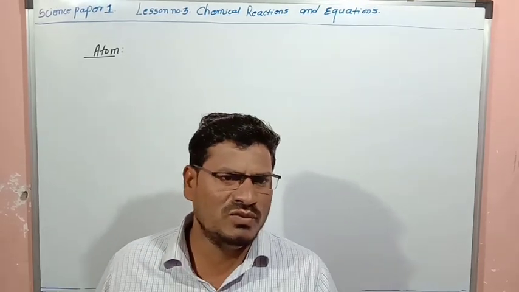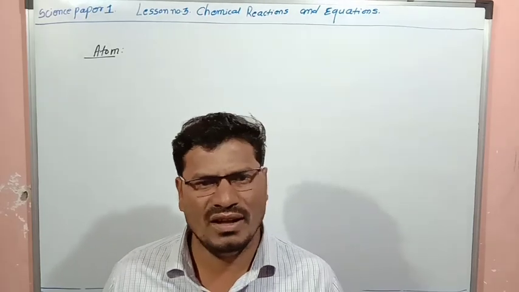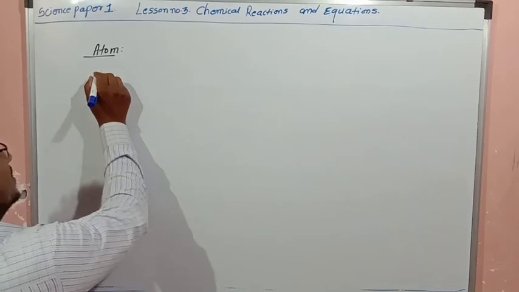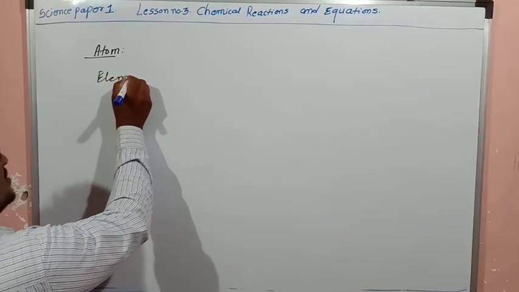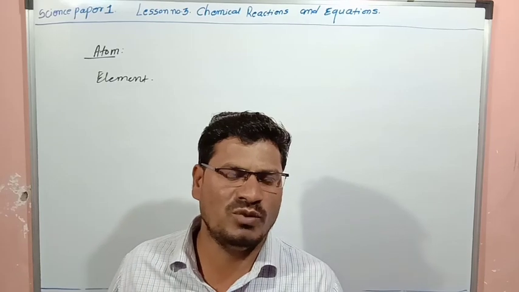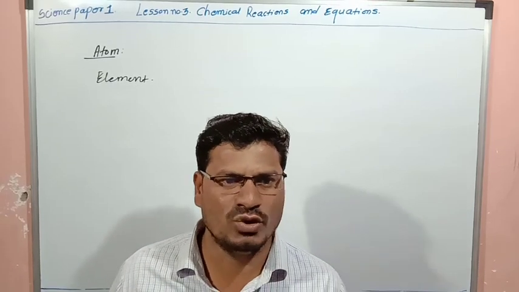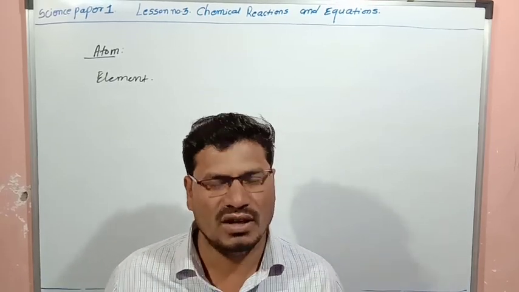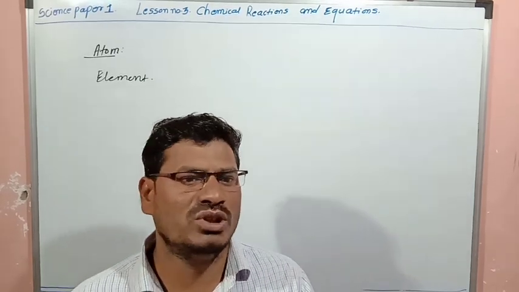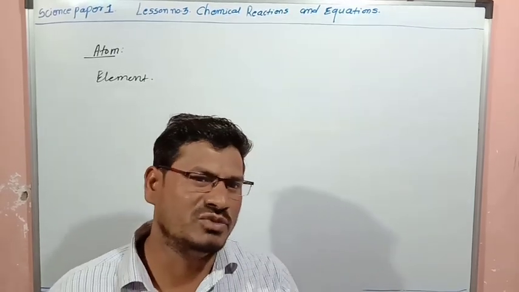After atom, the next point is the element. So we are knowing about element. Element is the purest form of the substance, and it has only one kind of atoms.